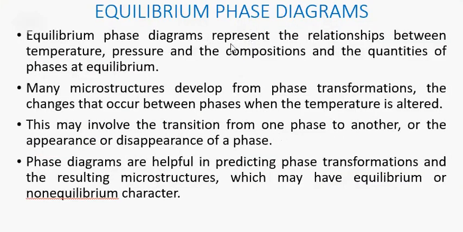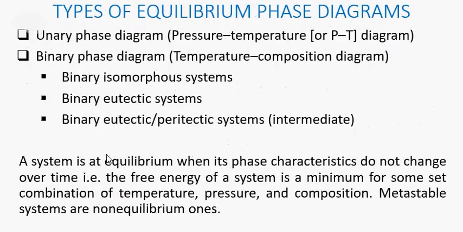Equilibrium phase diagram. It's a phase diagram that represents the relationship between temperature, pressure, and compositions. Many microstructures develop from these phase transformations. This may involve transition from one phase to another. The phase diagram is helpful in predicting phase transformation and resulting microstructures which may have equilibrium or non-equilibrium character.